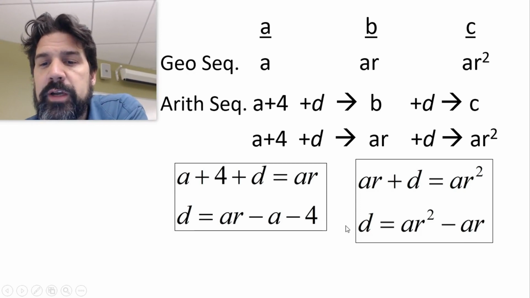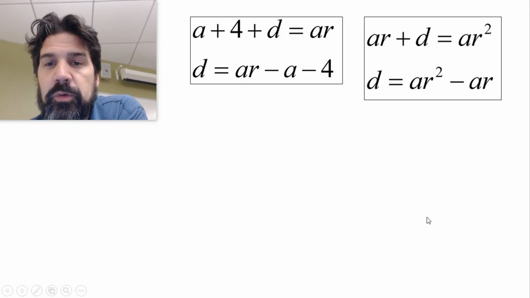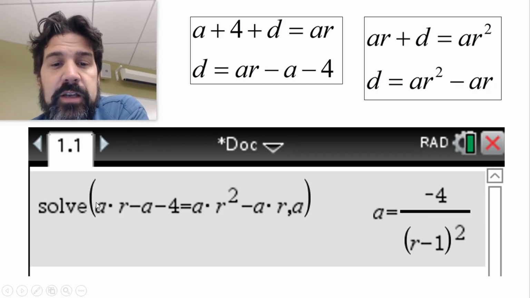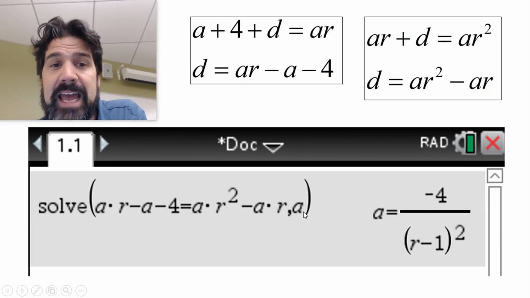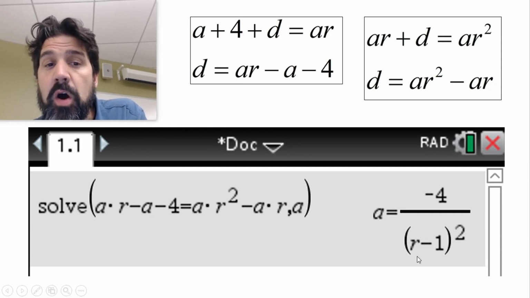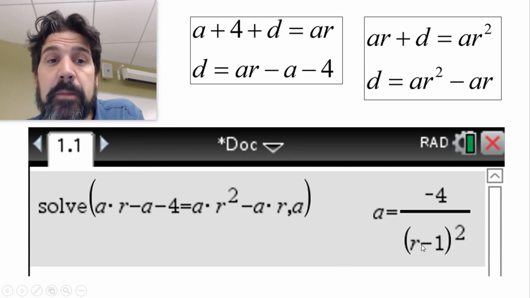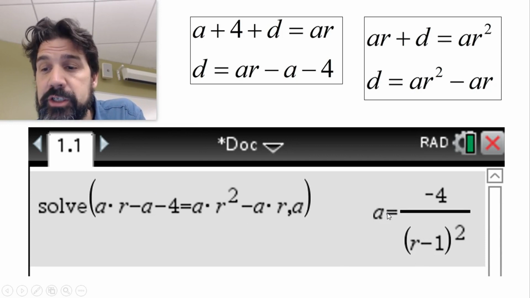So now I have two equations for d. I can set them equal to each other, and I'm just going to let the calculator simplify this for me. So I set these two equal to each other and solve in terms of a. a is my first term, r is my multiplier. They must both be integers.